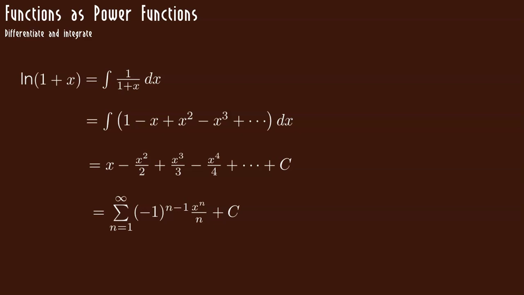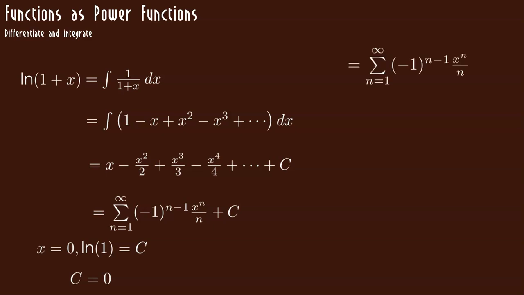I'll deal with this n equals 1 in a second. Let's deal with the c first. Now, if I stick x equals 0 into this expression, into the natural log, I get the natural log of 1 equals, if x equals 0, all these terms in the polynomial are 0. The only thing that survives is the c. So I have at x equals 0, natural log of 1 equals c, but the natural log of 1 is 0, so thank goodness my c equals 0. So my summation now is n goes from 1 to infinity of negative 1 to the n minus 1, x to the n over n.